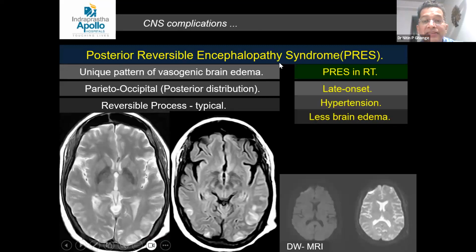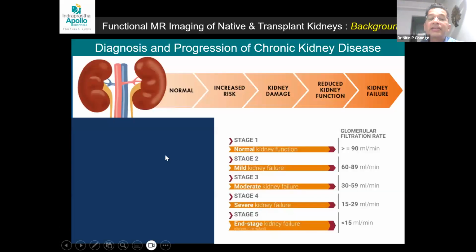Another example is PRES. PRES in renal transplant is quite common, often late onset, associated with hypertension, and causes brain edema. So PRES is a unique pattern of vasogenic brain edema. Usually a parieto-occipital posterior distribution is seen and it is typically reversible. You don't see any changes in the diffusion weighted images, because it is a reversible thing. You don't see restricted diffusion. This is not infarct. Infarct is irreversible. PRES is reversible.